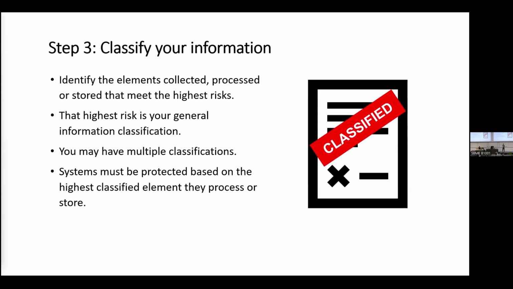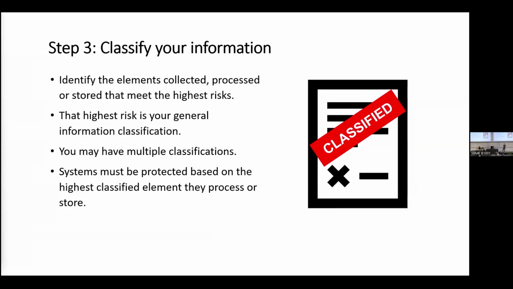Remember, we've identified our information. Now we went through the chart, and we want to look at the element that we collect or store that meets the highest risk on the chart. So for example, if we're working with genomics data, medical imaging, we look at where it sits in the chart from low, medium, high, or very high risk. And whatever we hit, the highest we hit is usually our general classification for our data.